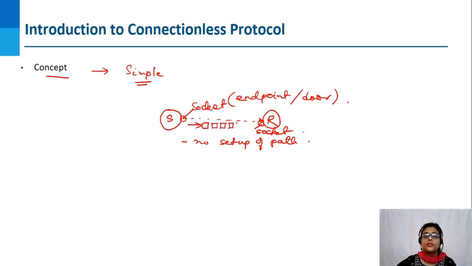So smaller packets would be sent to the receiving end, and at the receiving end, the packets will be received and then processed. And then the messages may be sent back to the sender as per the request of the sender. So this is a very important example of a client-server application program where we can use this connectionless protocol.